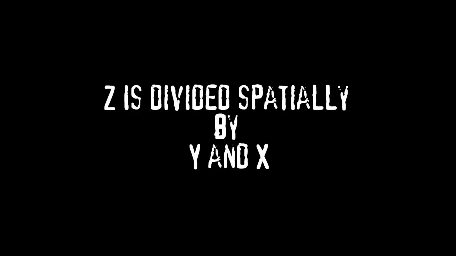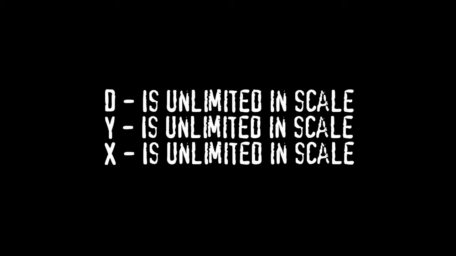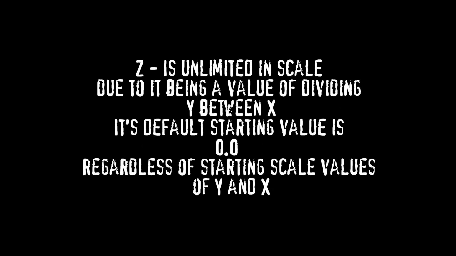Z is divided spatially by y and x. D is unlimited in scale. Y is unlimited in scale. X is unlimited in scale. Z is unlimited in scale due to it being a value of dividing y between x. Its default starting value is 0. Mark 0, regardless of starting scale values of y and x.